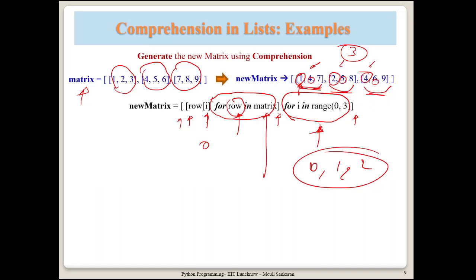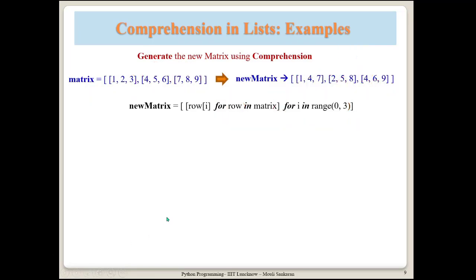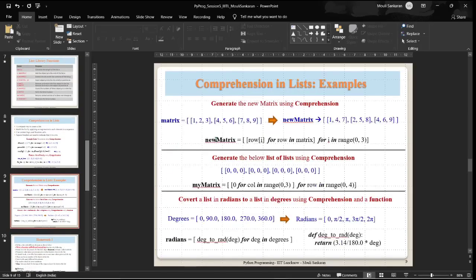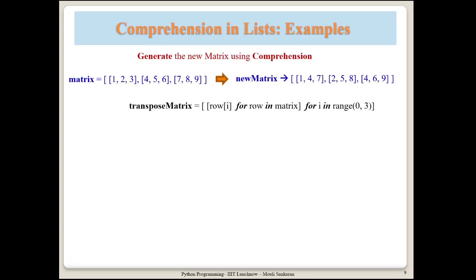And creating a transpose is done using a comprehension. Maybe I should change this to a transpose to be clear. Let me write it as transpose, which I missed out. I hope the logic is clear. So, creating a transpose using this logic, using comprehension.